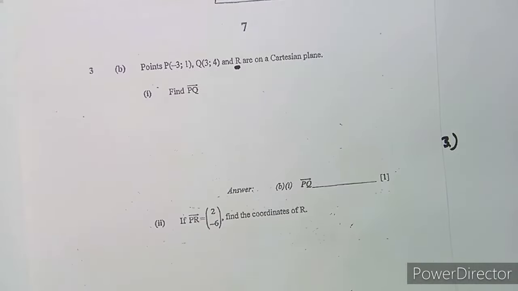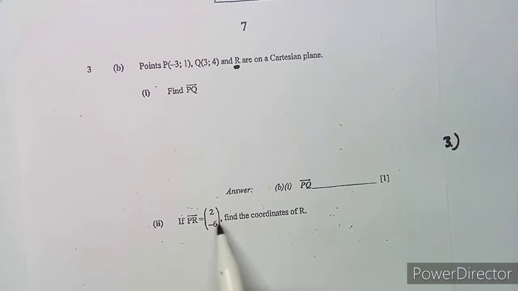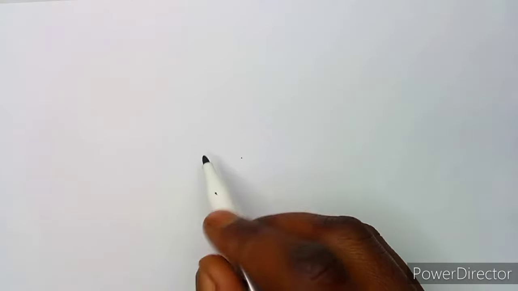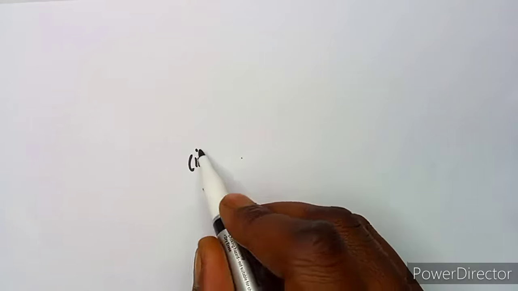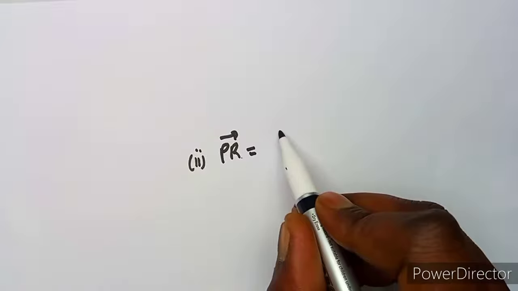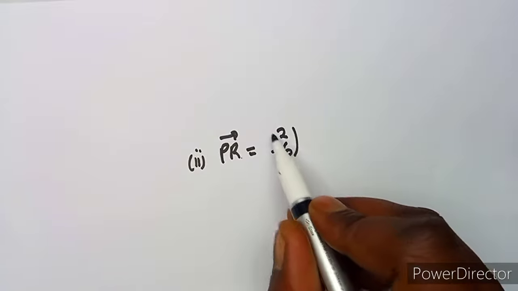All right. Then we are given that PR is equal to something, and we must find the coordinates of R. We are now given another vector, guys, from this part that we had. There is another vector, which is PR in this case, which is given by (2, -6). All right.